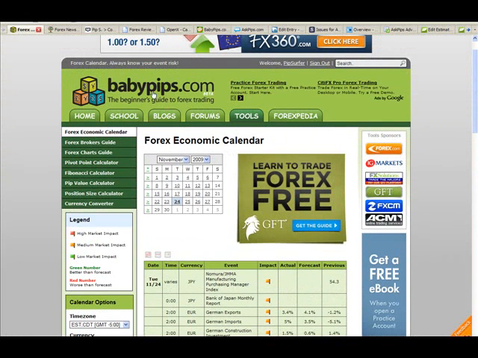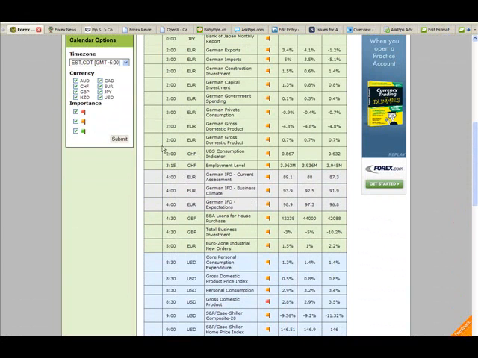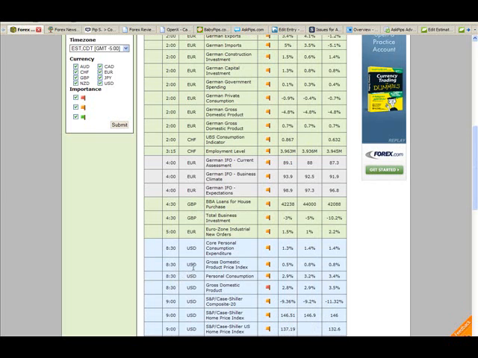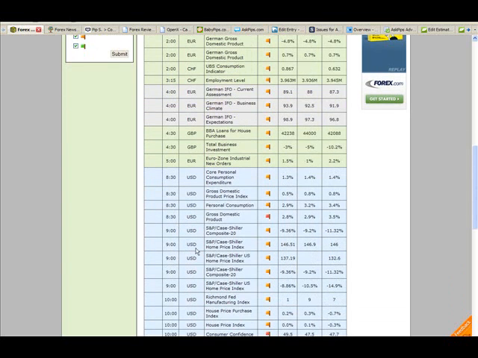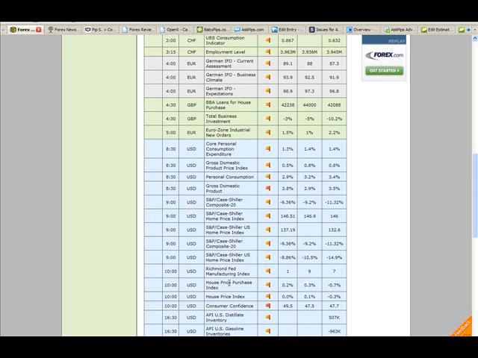You can go to the news by just going to Baby Pips and clicking on this Tools tab. Make sure the time zone is correct for your area, and then look for the news. So we had quite a few. At 4:30, we had a few UK events with BBA loans for house purchase, total business investment. At 8:30, we had a bunch of US reports. Again, at 9, we had the S&P Case-Shiller Composite, and then all of this stuff. And then at 10, we also had the Richmond Fed Index and House Price Index, Consumer Confidence, and all that sort of stuff. So 4:30, 8:30, 9, and 10 a.m.